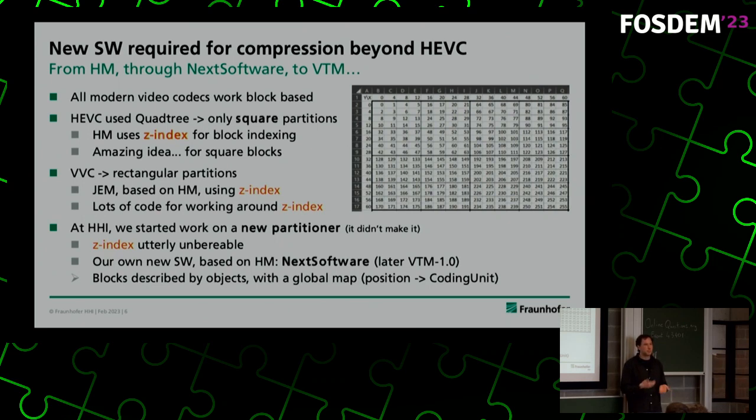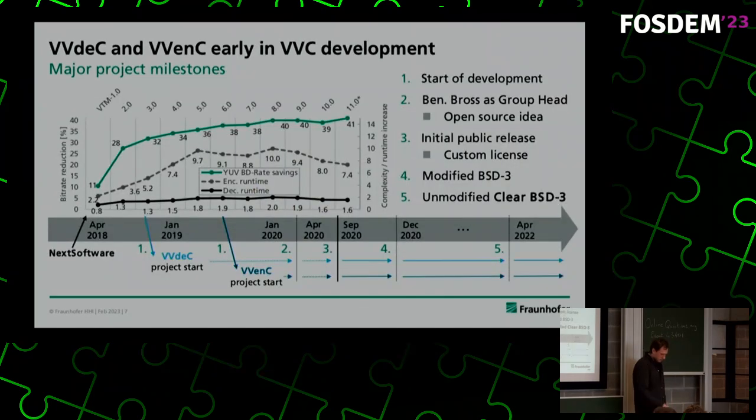What we had to do was write our own software to deal with it, which we very creatively named the Next software, which later became the VTM 1.0. Basically, the biggest difference is we had one big map that was mapping the position within a frame to an object that was describing the current coding block. So the Next software became the VTM, which is the reference software for the VVC standard.